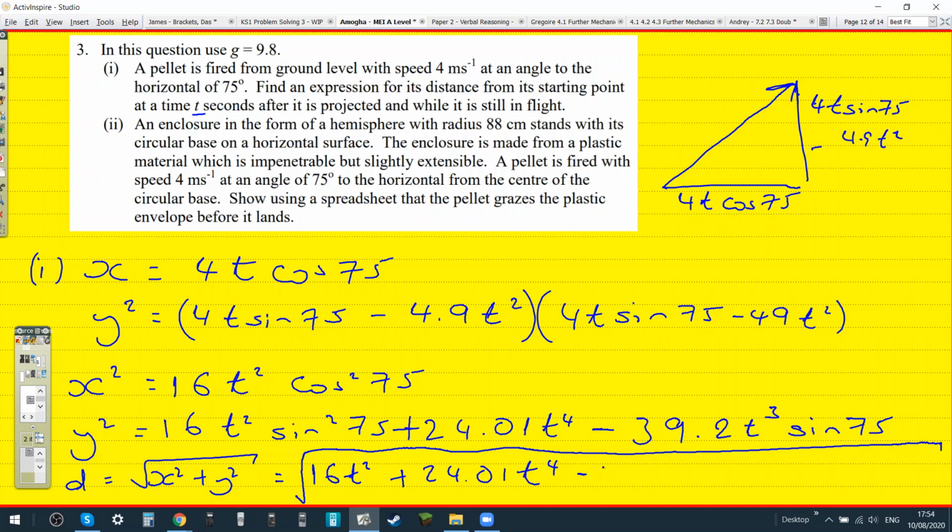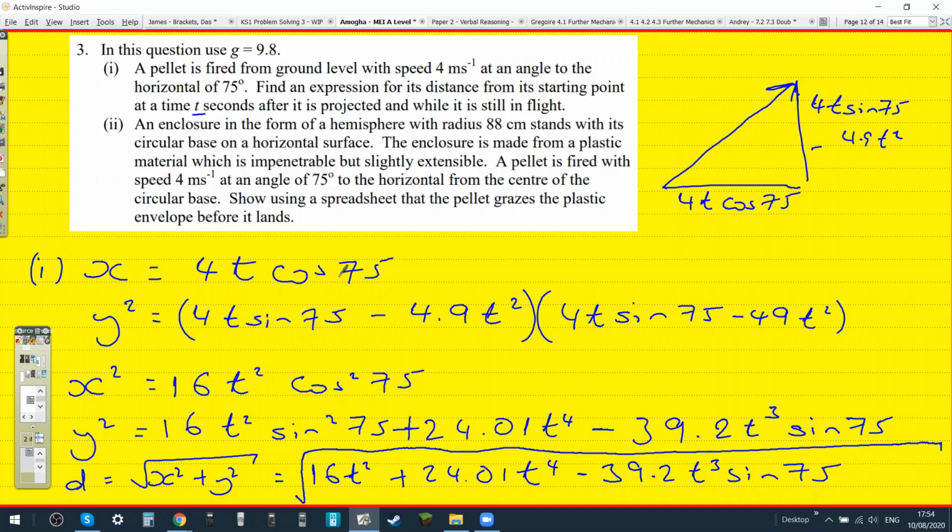Minus 39.2 t cubed sine 75. So I think that's it. And maybe 16t squared would simplify down to 4t if this is factorizable or something, like the root of it. But let's just leave it, because you would just find t and sub it in.